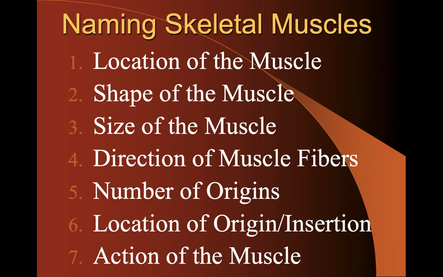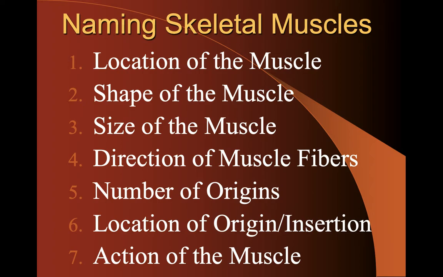Number of origins, you've heard some of these names already. Biceps, triceps, quadriceps. Biceps have 2 origins, triceps have 3, quadriceps have 4. The origin is the attachment to the bone that does not move. The insertion is the attachment of the muscle to the bone that does move. So one of my favorite muscles in the body is the sternocleidomastoid. The sternocleidomastoid allows you to flex your neck, flex your head, and it's named because its origin is the sternum and the clavicle, and its insertion is the mastoid process, the bump behind your ear. Sternocleidomastoid. We'll learn that muscle today.